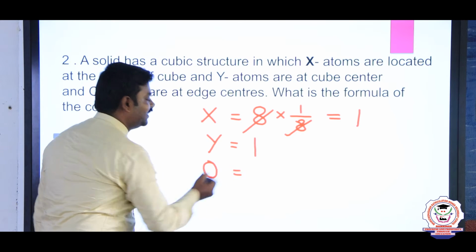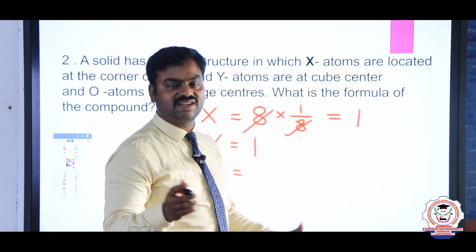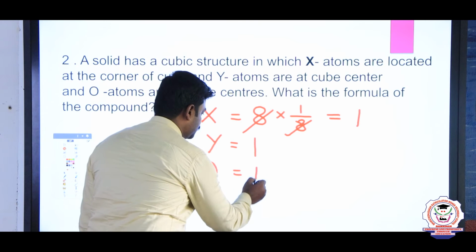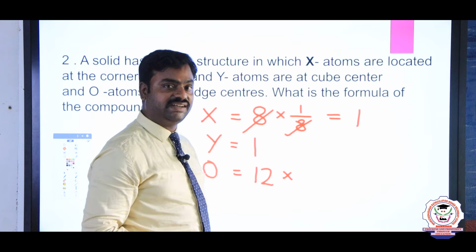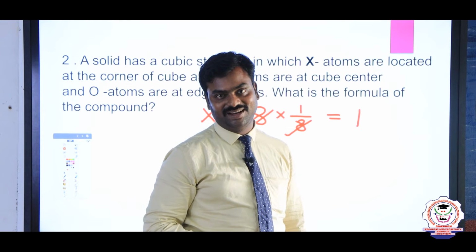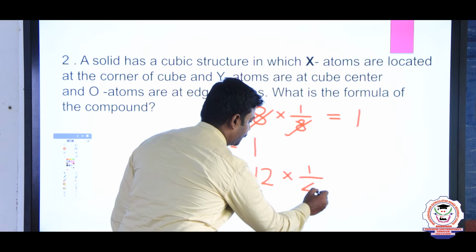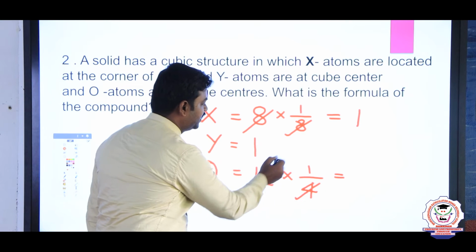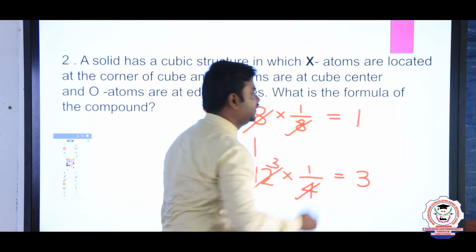They are saying oxygen atoms are occupied at the edge center. How many edges are possible in a cube? There are 12 edges possible. These 12 edge-centered atoms are shared with 4 different unit cells, so we have to multiply by 1 by 4. You can cancel it out and you will get 3. So 3 into 1, obviously it is 3.